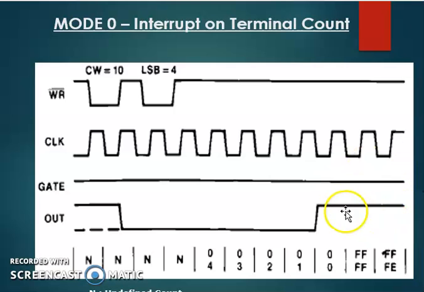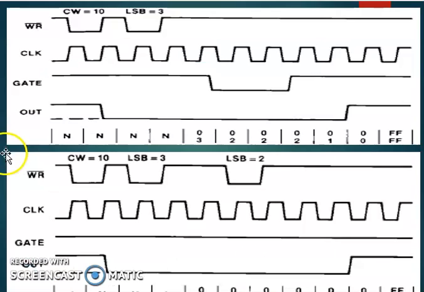So this high signal generated on the out pin can be considered as the interrupt and can be connected to the INTR pin of the 8086. So this is interrupt on terminal count. Now if we have given the count value as 3, after its next falling edge it will start counting, but the gate value should remain high for the entire duration.